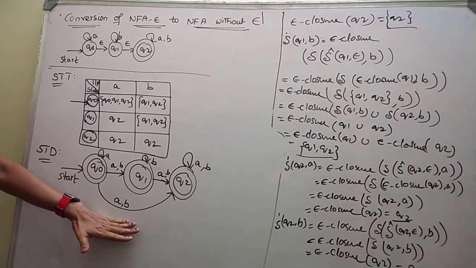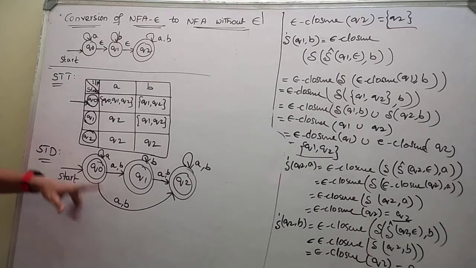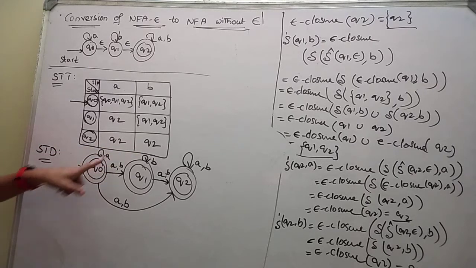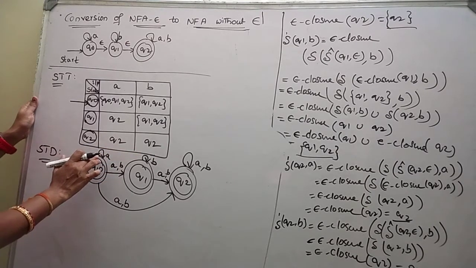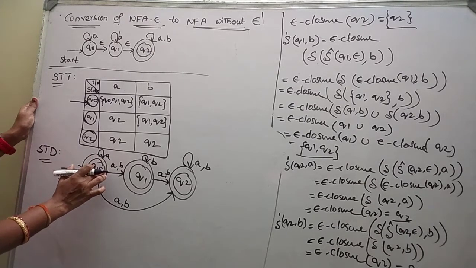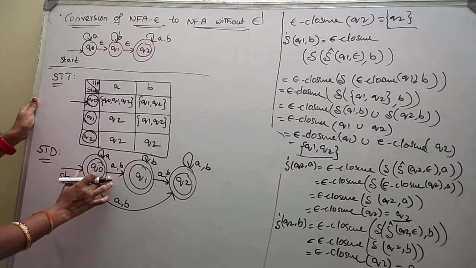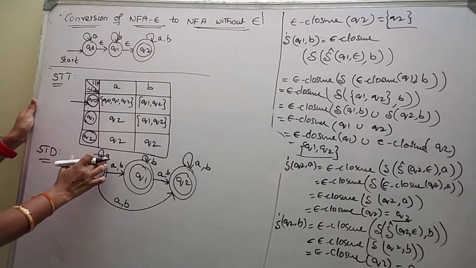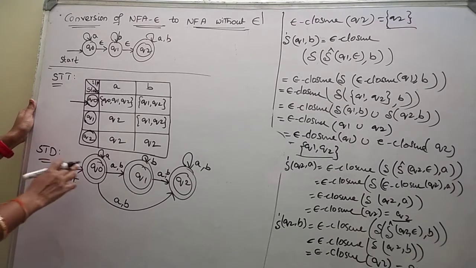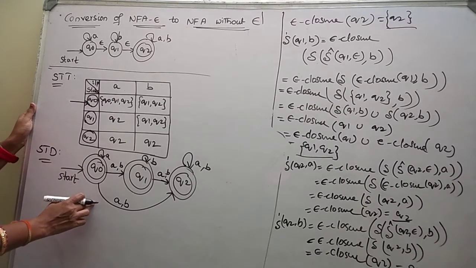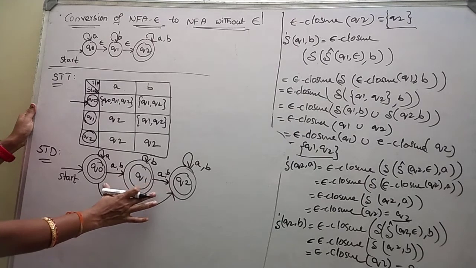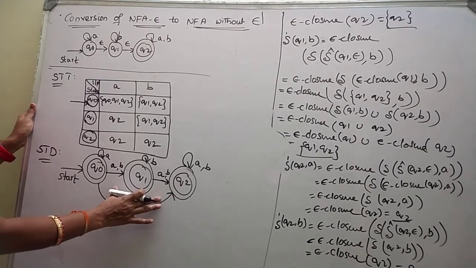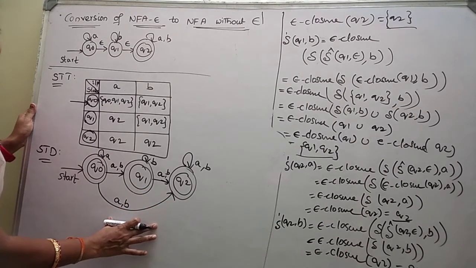So you can observe that yes, this is an NFA. Why? Because for the same input symbol A, we have more than one possible path. For state Q1 we have one path, and for state Q2 also we have one more possible path for the same input symbol A. That's why we can say that this is an NFA. Do we have any epsilon edges here? No, we don't have. So we can say that this is an NFA without epsilon edges.